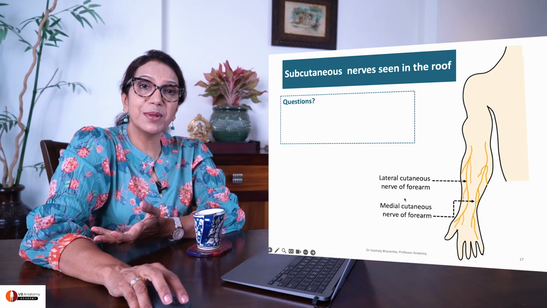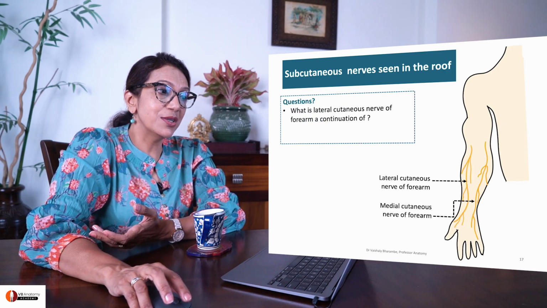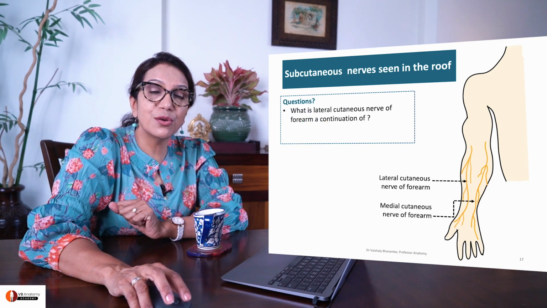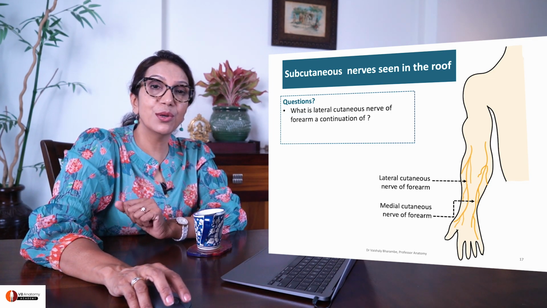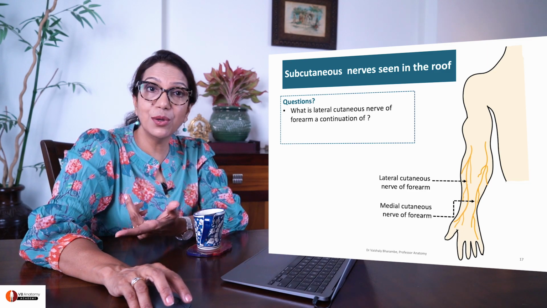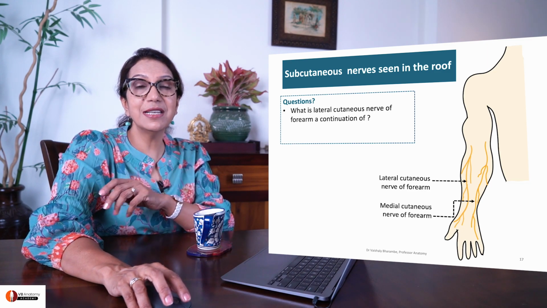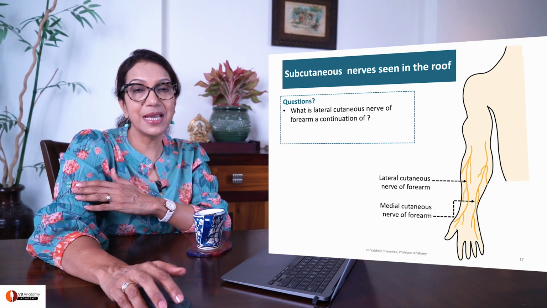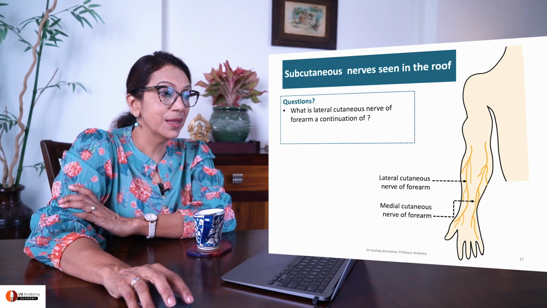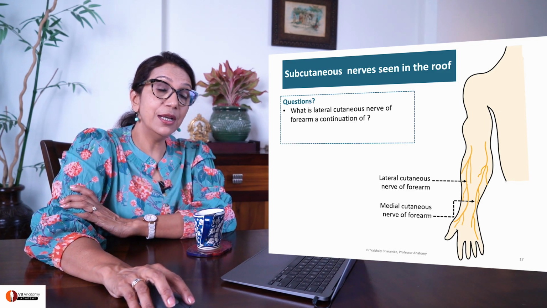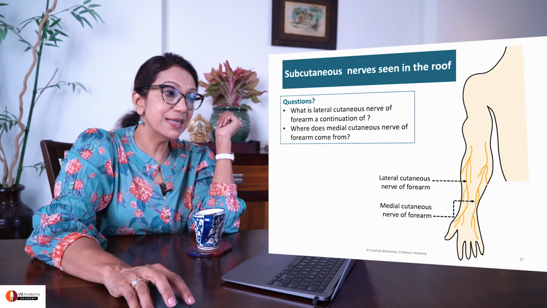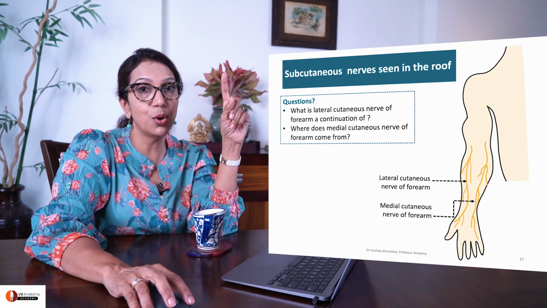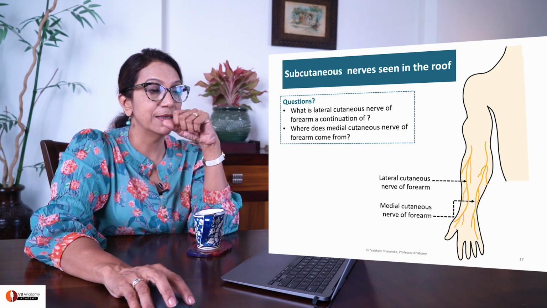So easy to remember, isn't it? But the question is, what is the lateral cutaneous nerve of forearm a continuation of? It's a continuation of the musculocutaneous nerve. What is the musculocutaneous nerve? It's a nerve that supplies coracobrachialis, biceps and brachialis. What about the medial cutaneous nerve of forearm? Where is it coming from? This is coming directly from the medial cord of the brachial plexus.